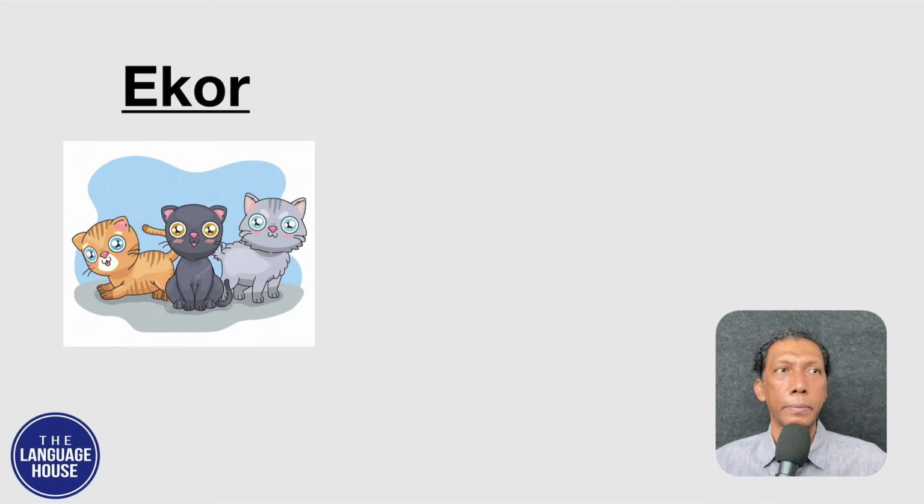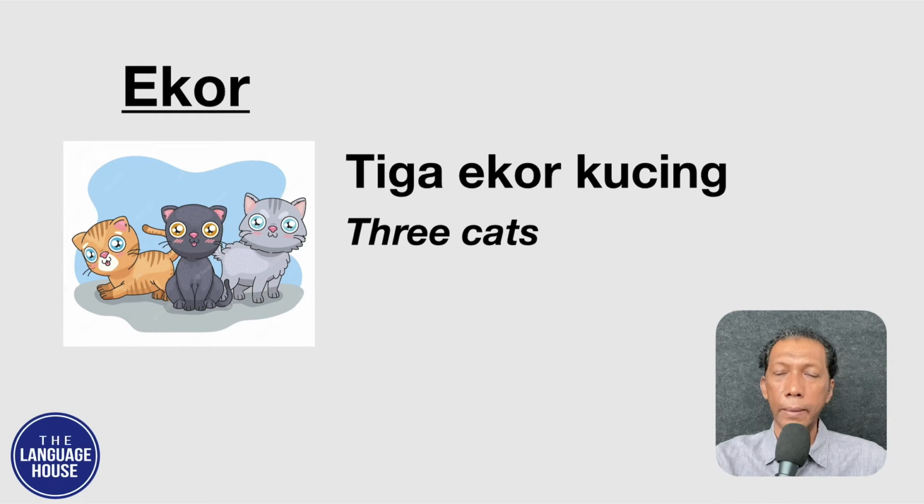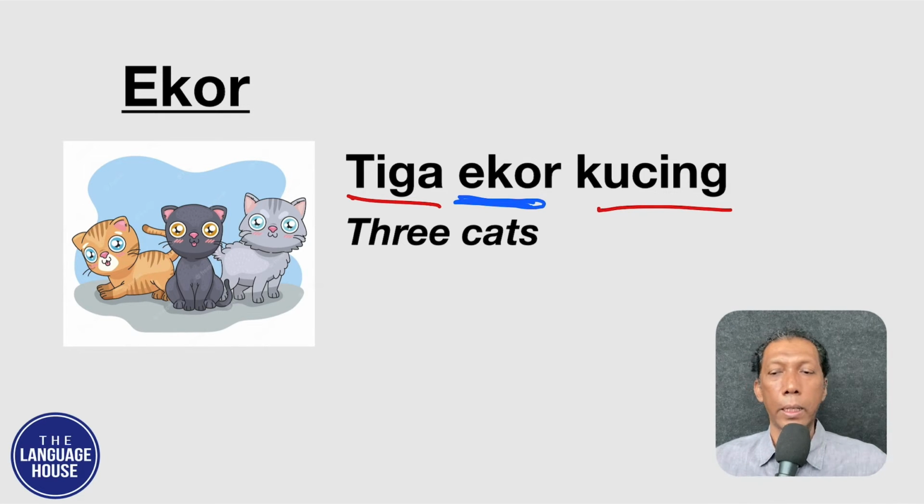Now, how about this one? Cats. 3 cats. In English, you say 3 cats. In Malay, you will say 3 ekor kucing. Easy, isn't it? So the number 3, ekor is the classifier, and what is the object? Kucing. 3 ekor kucing. 3 cats. In English, it's pretty easy, 3 cats. And in Malay, it's 3 ekor kucing.